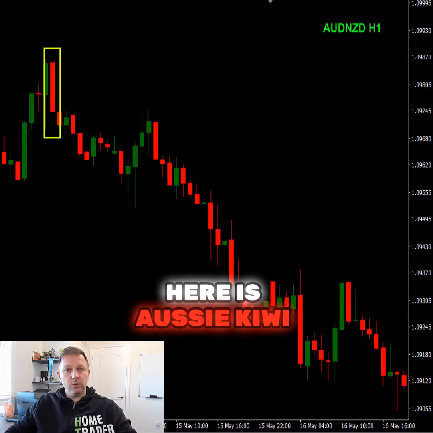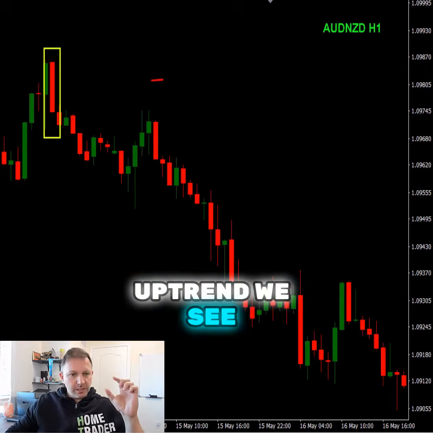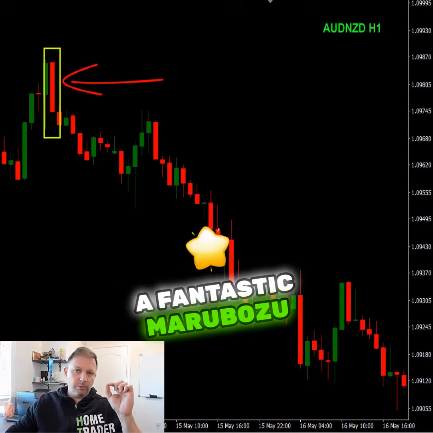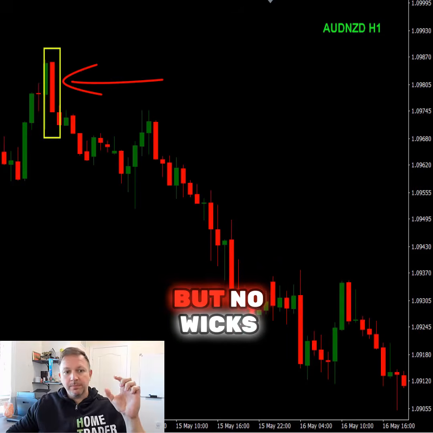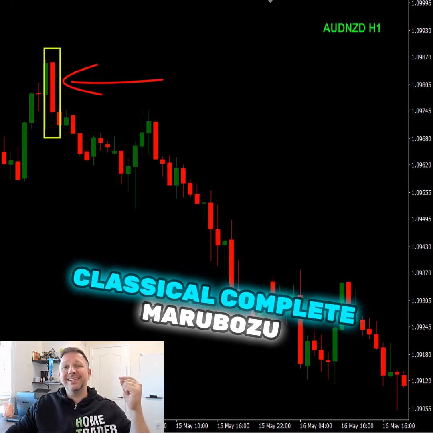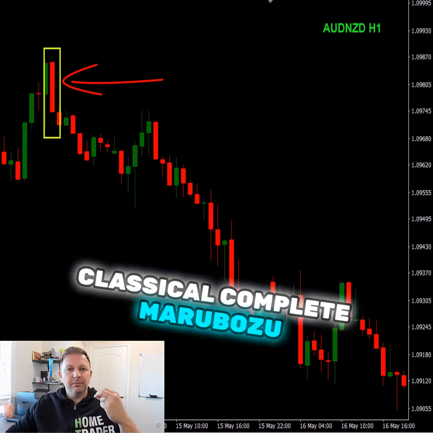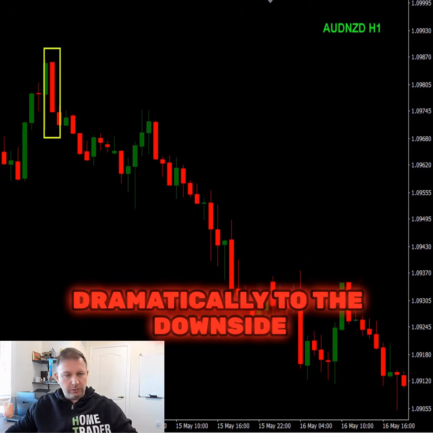Here is Aussie Kiwi at the end of the 1 hour chart uptrend. We see a fantastic Marubozu which also reminds us of an engulfing in that case, but no wicks on the upper or the lower part of the candle. Classical complete Marubozu, which changes the trend dramatically to the downside.